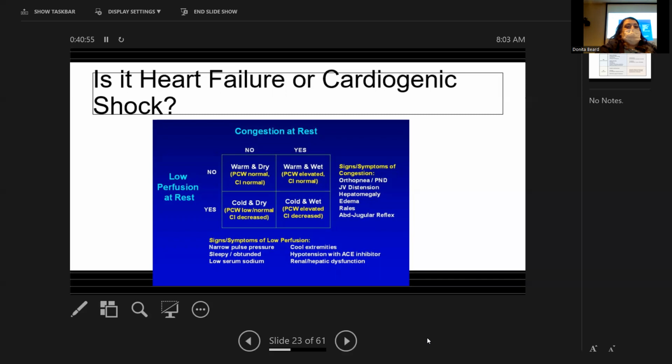Cold and wet is classic cardiogenic shock. If they're cold and wet, they have too much volume, but at the same time you probably can't just diurese them because they don't have enough perfusion. To get diuretics to work, you have to have blood flow to the kidneys, so you have to figure out a way to make them a little bit warmer. Cold and dry is actually very rare, and it's a very difficult place to be. It's very hard to treat them.